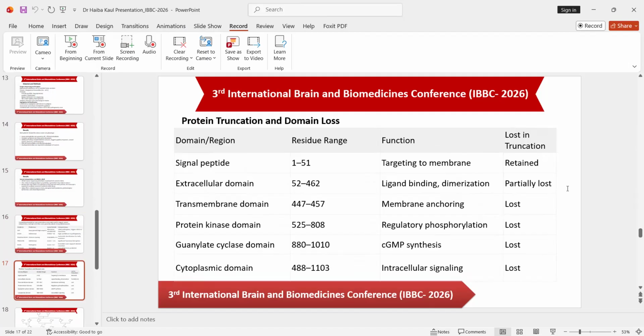And these are the certain domains. As this change was present at amino acid 105, you can see only the signal peptide domain was retained, whereas the extracellular domain was partially lost, and all the other domains were lost due to this mutation in GUCY2D.